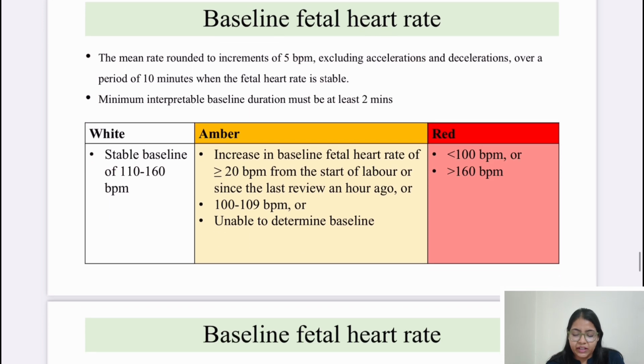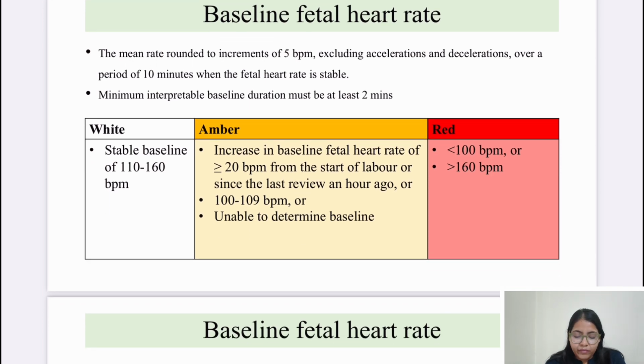Now the baseline fetal heart rate. You know how to take the baseline fetal heart rate. In a 10-minute CTG strip, you have to take at least 2 minutes of strip where there is no acceleration or deceleration, and you will look at which line of the fetal heart rate it is falling in. That is the baseline, and you call it white when the baseline is stable, that is, it falls between 110 to 160 beats per minute.